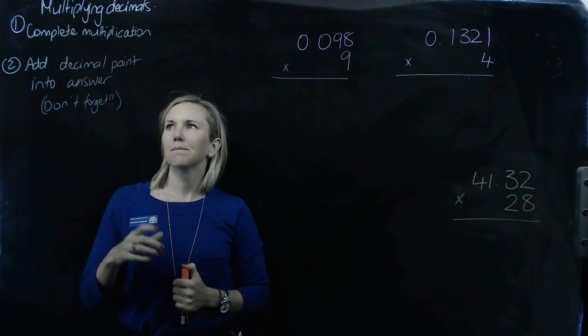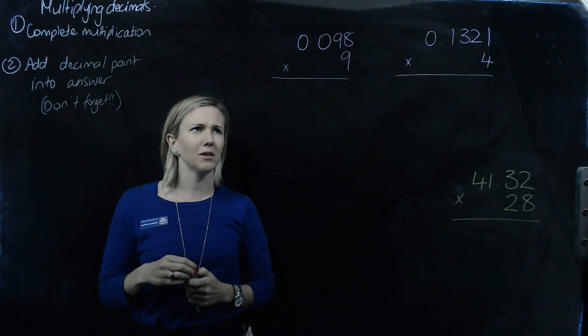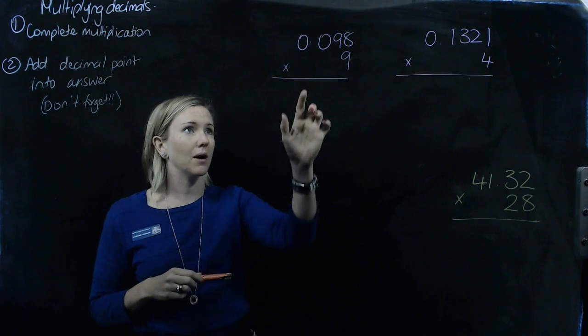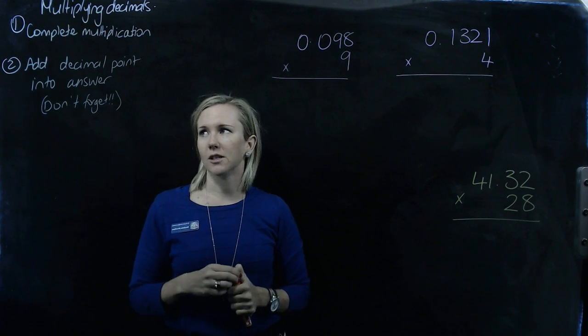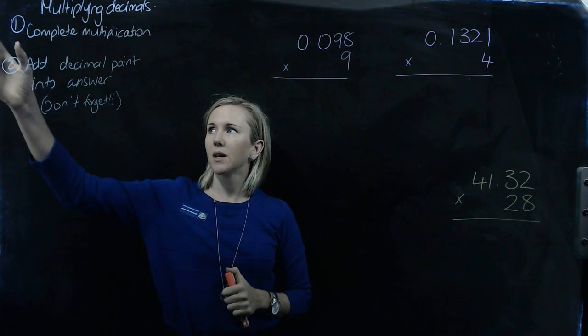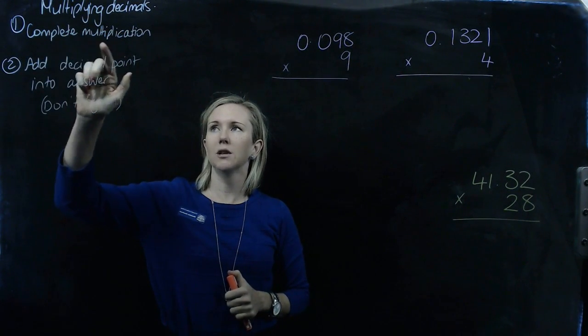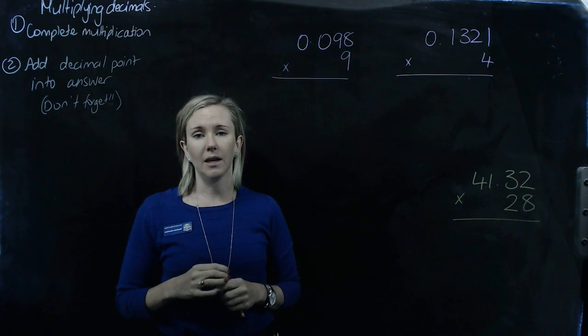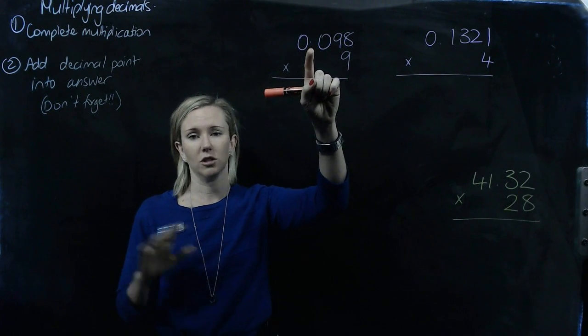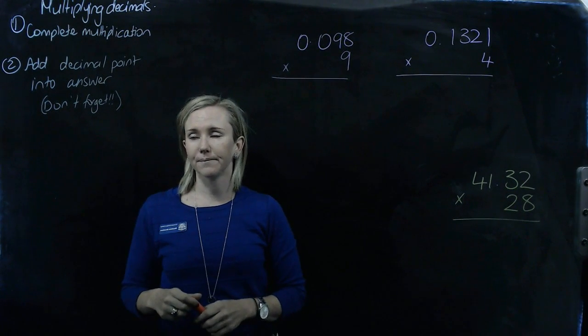Okay, so this is really talking about when you have a decimal number that's multiplied by a whole number and how to do those steps. Two things to remember. The first thing you're going to do is complete the multiplication as normal, and you're not going to worry about thinking about the decimal point in the question. Just forget about it for the first step.